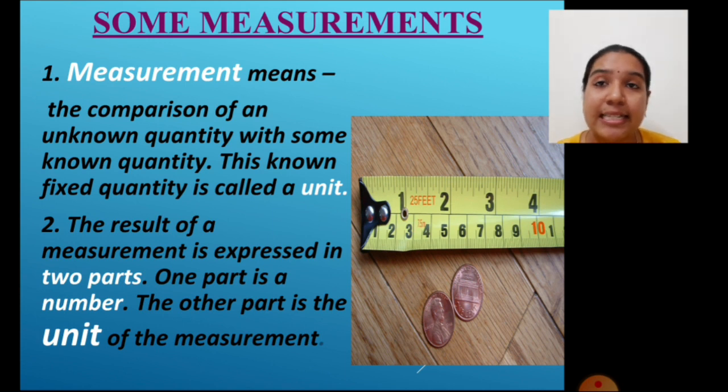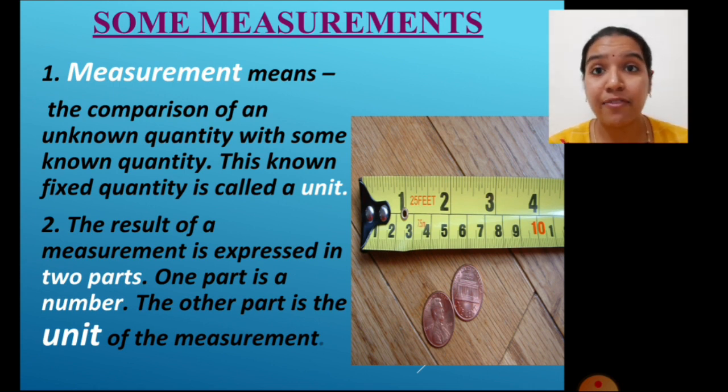Measurement means the comparison of an unknown quantity with some known quantity. It is fixed and expressed in units. The measurement is expressed in two parts. The first part is a number and the second part is a fixed constant unit, which is considered as a standard measurement. So the number of units will be the measurement of any object.